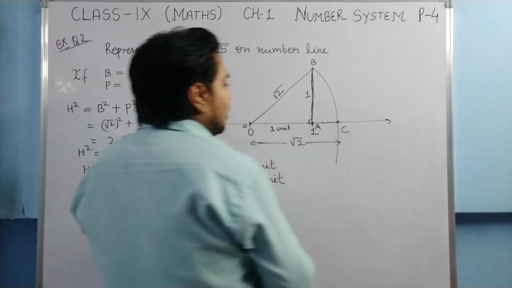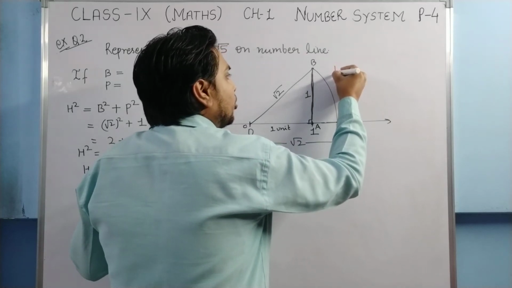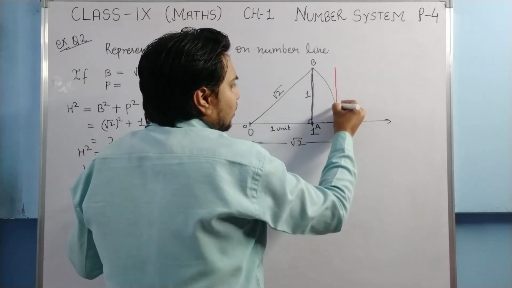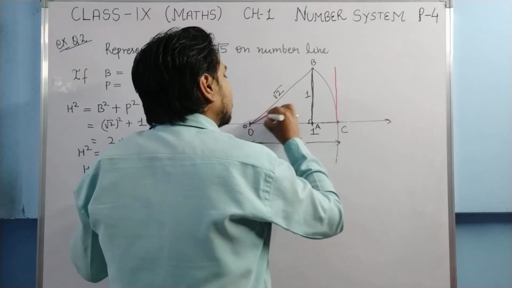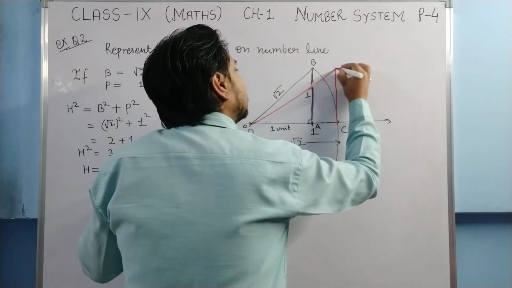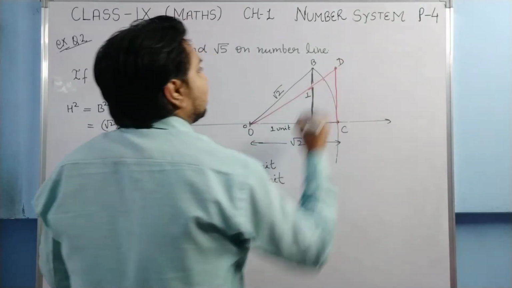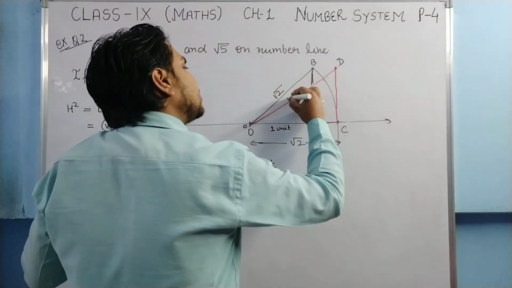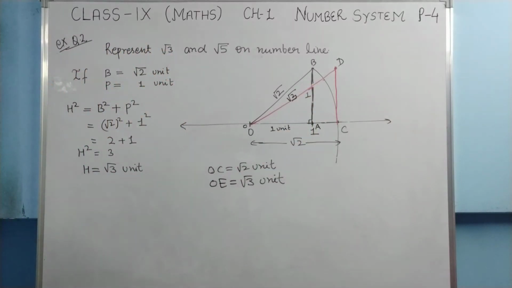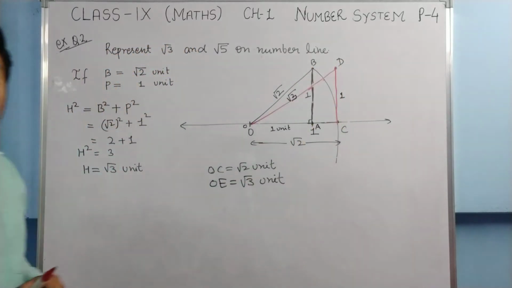Perpendicular as 1. So from C we have to draw a perpendicular. From this point C we draw a perpendicular, and then we join point O and this point, like this. Suppose it is point D. So this OD will be what? This OD will be root 3 units, because base was root 2, perpendicular was 1 unit. So base square plus perpendicular square will be equal to hypotenuse square.